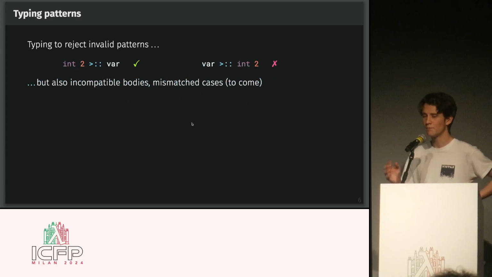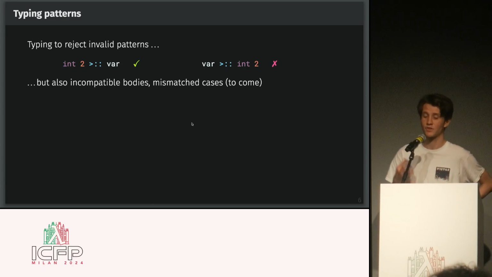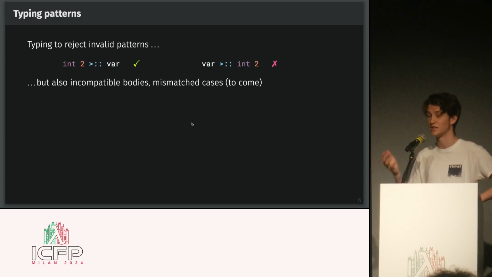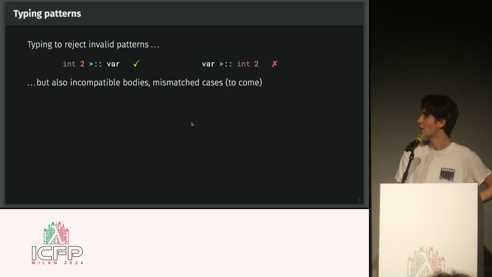And it's quite important to type these patterns to ensure that we only generate valid code at the end. There are a few reasons why we will do this specifically. Perhaps the most obvious is that some patterns are completely invalid to be even thought of. It's very reasonable to think of consing an integer onto the tail of a list represented by a variable. But actually, it makes no sense to cons something onto an integer constant. And so we need to make sure we can reject patterns like that on the right.